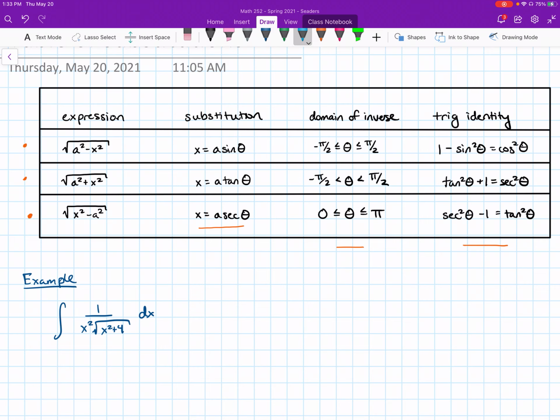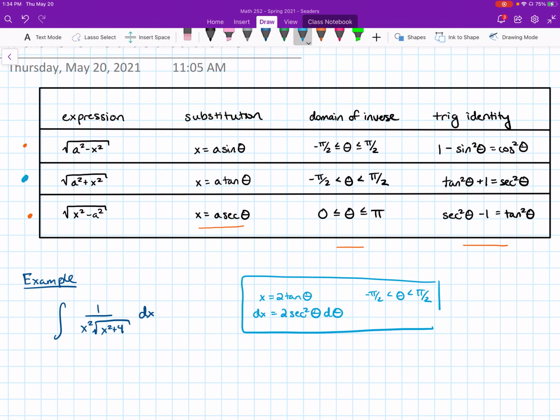Okay, now that you've had a chance to try this trig sub, let's actually work it together. So we're going to use that x squared plus 4 is under the square root, which means we want to use x equals 2 tan theta as our trig sub. This means that dx is 2 secant squared theta d theta. This also means that my theta is between negative pi over 2 and pi over 2, which we'll use if we need to. And that's going to be my substitution.